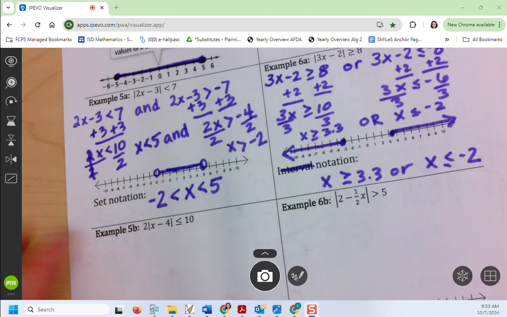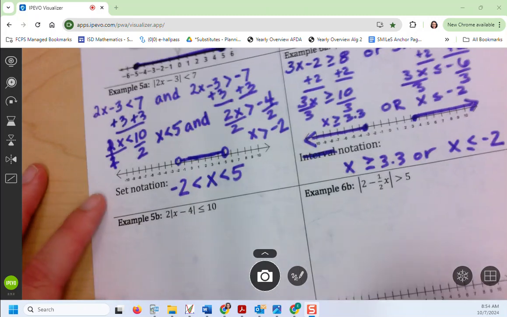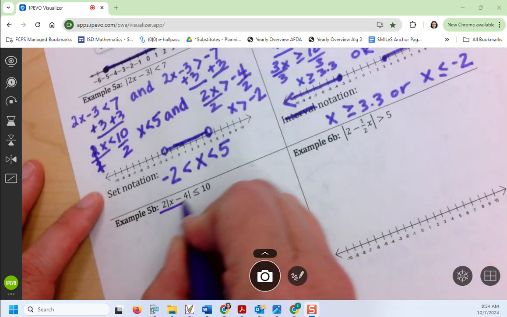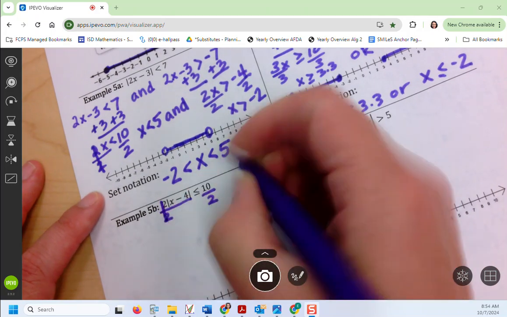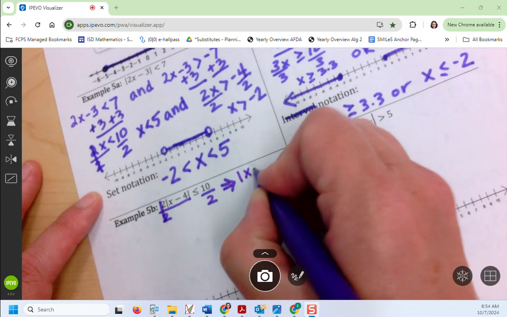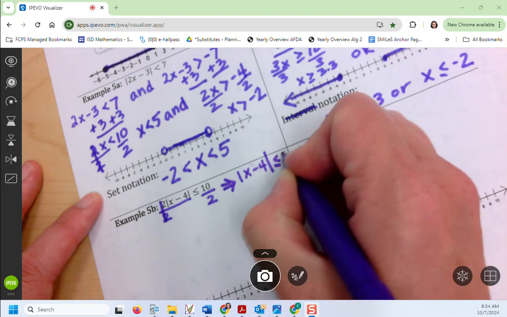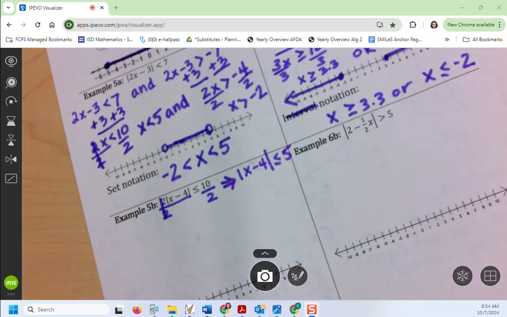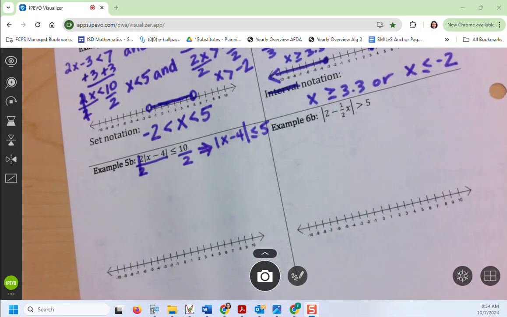So we're going to isolate it by getting rid of the 2. How do we get rid of the 2? We're going to divide it, because it's a multiply, so we have to divide. So we start by dividing both sides by 2. And now what I have is absolute value x minus 4 is less than or equal to 5. Okay? So you have to get the absolute value by itself before you can write your two different inequalities.